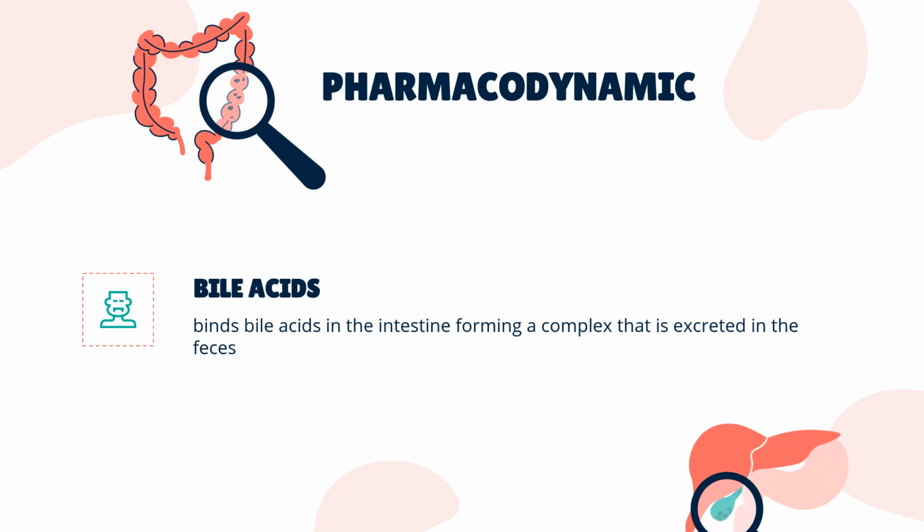Colestipol hydrochloride binds bile acids in the intestine, forming a complex that is excreted in the feces. This non-systemic action results in a partial removal of the bile acids from the enterohepatic circulation, preventing their reabsorption. Since Colestipol hydrochloride is an anion exchange resin, the chloride anions of the resin can be replaced by other anions, usually those with greater affinity for the resin than the chloride ion.